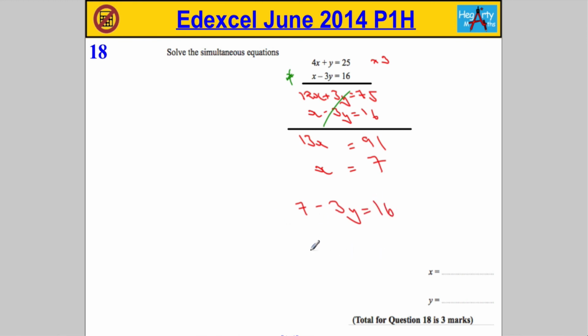I'm going to take 7 off both sides. So I know negative 3y is going to equal 16 take away 7, which is going to be 9. And I'm going to divide both sides by negative 3. So that means y is going to equal 9 divided by negative 3, which is negative 3. So I know that x is 7 and y is negative 3.